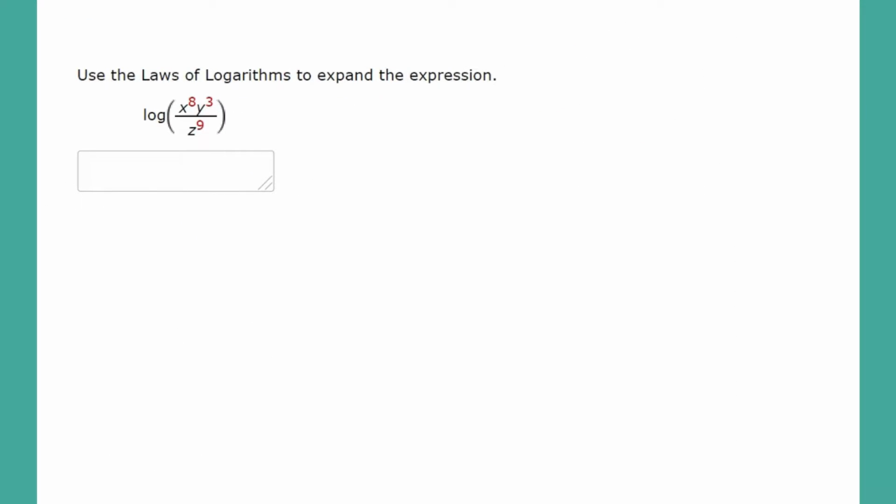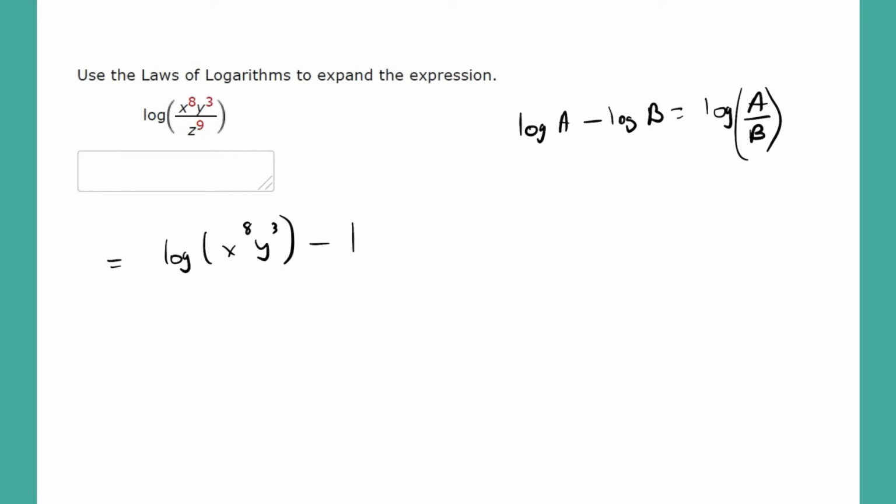Here we're going to use a combination of all three logs. The one that we haven't looked at is the division one that says log of a minus log of b is equal to log of a over b. So that's what we should do first. We're going to separate the numerator from the denominator. So you're going to get log of the numerator minus the log of the denominator.